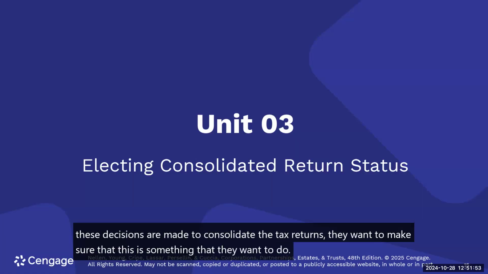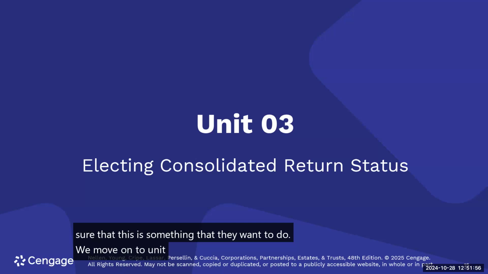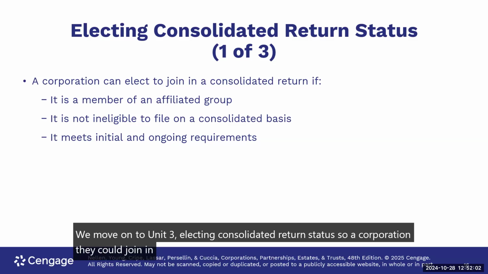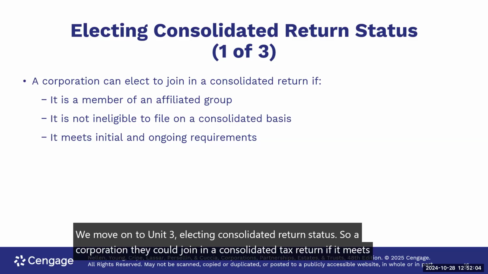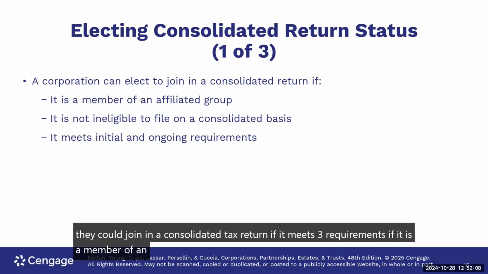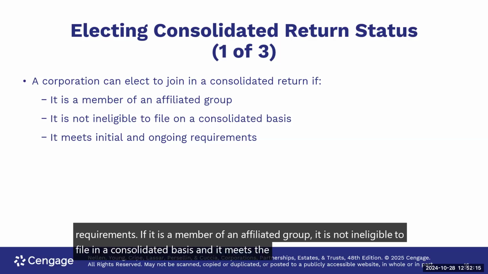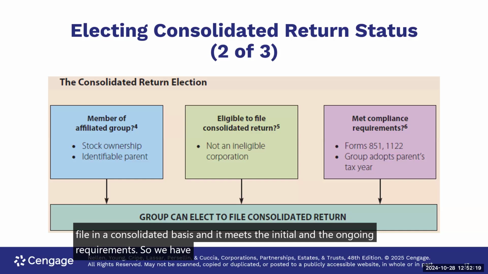We move on to Unit 3, electing consolidated return status. So a corporation could join in a consolidated tax return if it meets 3 requirements. If it is a member of an affiliated group, it is not ineligible to file on a consolidated basis, and it meets the initial and the ongoing requirements. So we have this concept summary here.